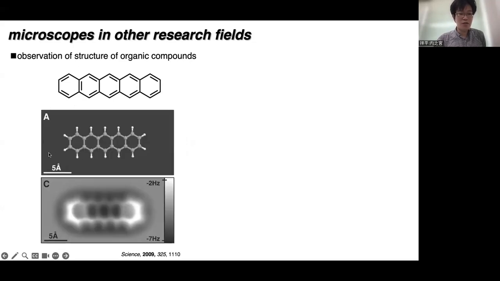However, when we use the electron microscope, we can directly see the structure like this. So you can see the benzene ring or like this.